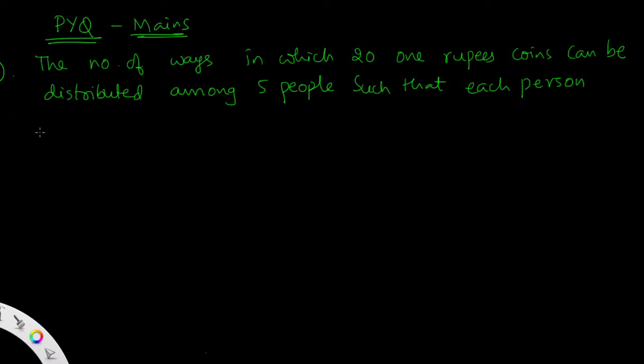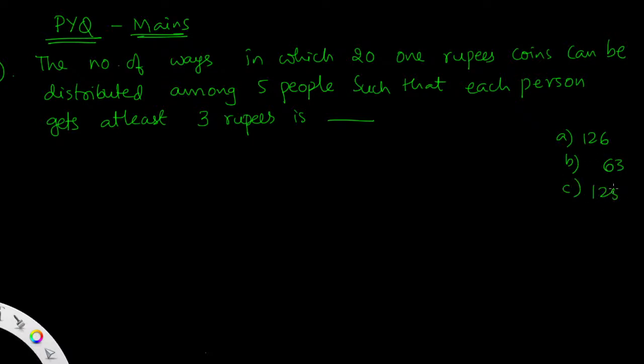Each person gets at least 3 rupees is dash. Options are 126, 63, 125 and then none. By using the beggar's formula, the problem goes to simplification.